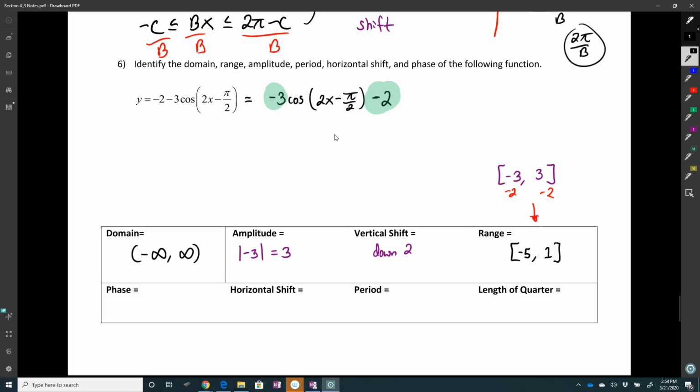Okay? The phase, now we have the stuff on the inside. This is all the horizontal stuff. The phase is just the number that's next to the x. So my phase is negative pi over 2, which means cosine of 2x shifts by negative pi over 2.